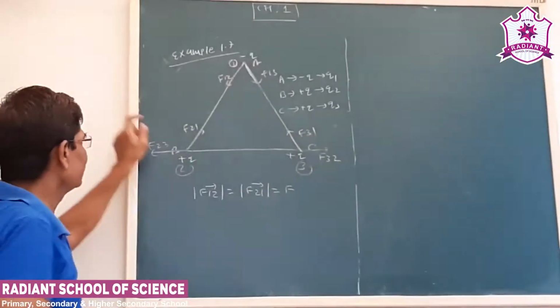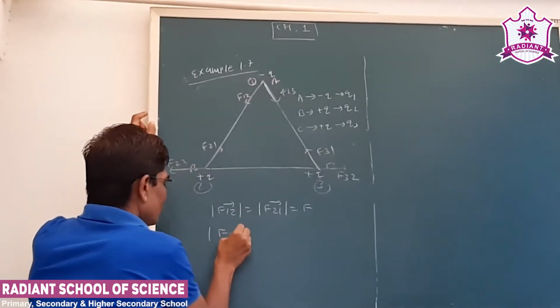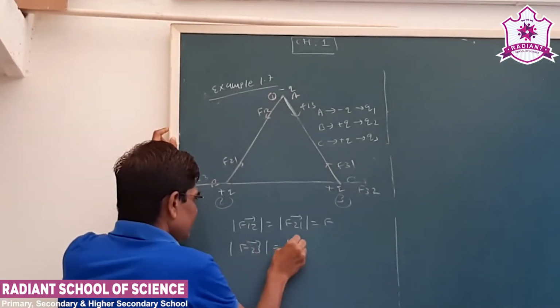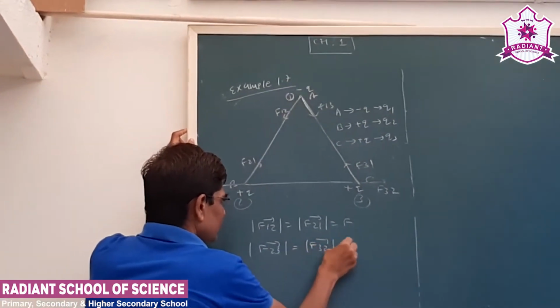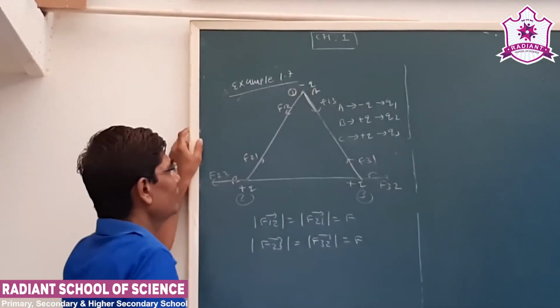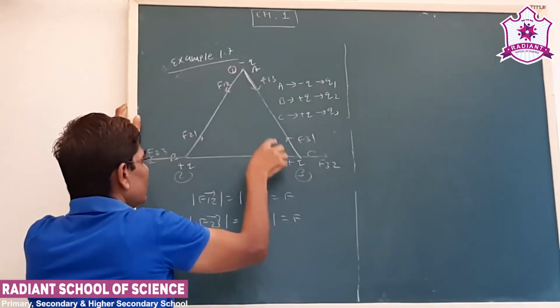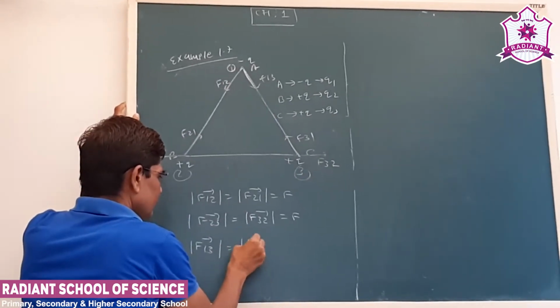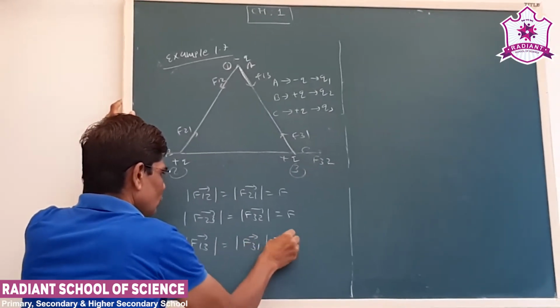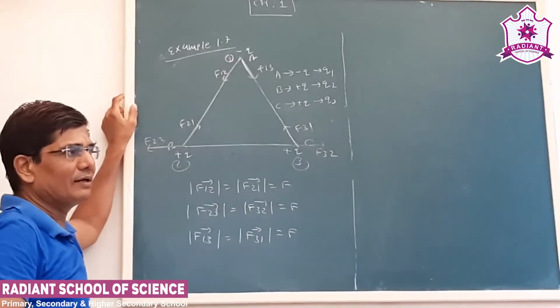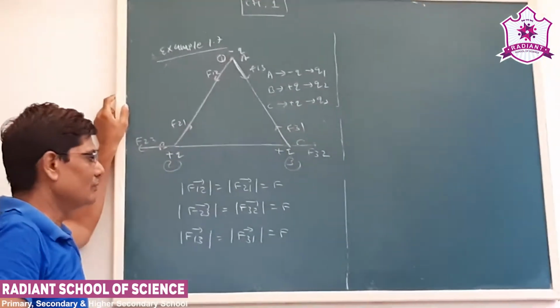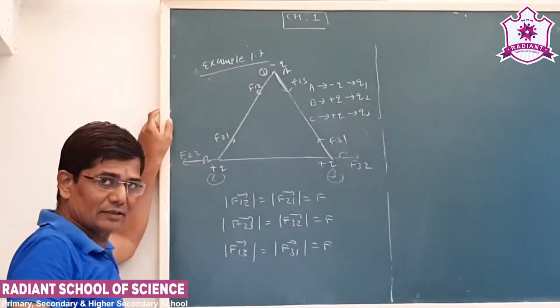Now see, the pair of forces F12 and F21 are equal, we say F. Similarly, F23 and F32, and F31 and F13 are also F. Now one by one, we have to find out the resultant force on each charge.